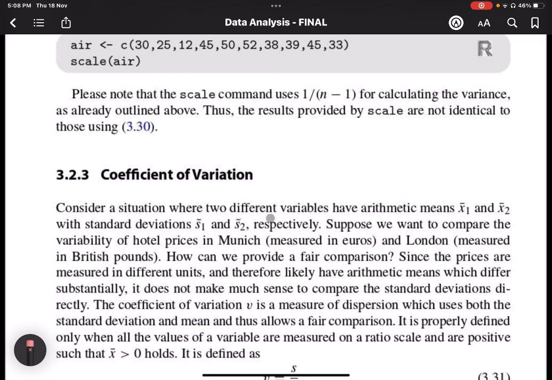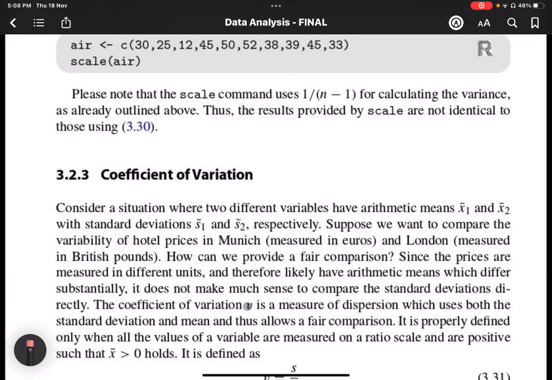Consider a situation where two different variables have arithmetic means x1 and x2 with standard deviations s1 and s2 respectively. Suppose we want to compare the variability of hotel prices in Munich measured in euros and London measured in British pounds. So magkaiba sila ng unit of measurement. So how can we provide a fair comparison? Since the prices are measured in different units, they likely have arithmetic means which differ substantially, so it does not make much sense to compare the standard deviations directly.